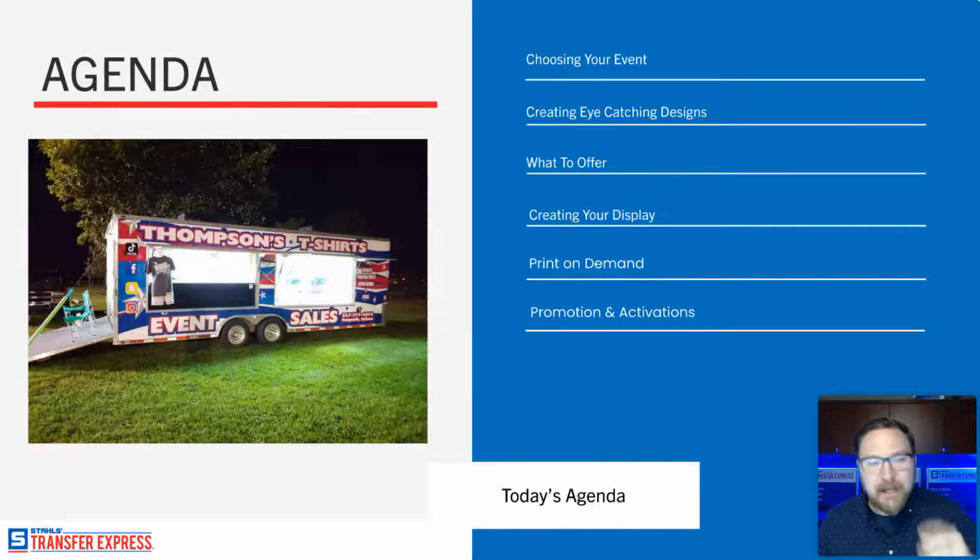We covered the agenda. And right here, I do want to call out in our slides, we have Eddie Thompson of Thompson T-shirts with his trailer that he brings to events to do event sales. Everything is all in there, and I think we have some more photos of the inside of the trailer. Eddie's nice enough to share those.